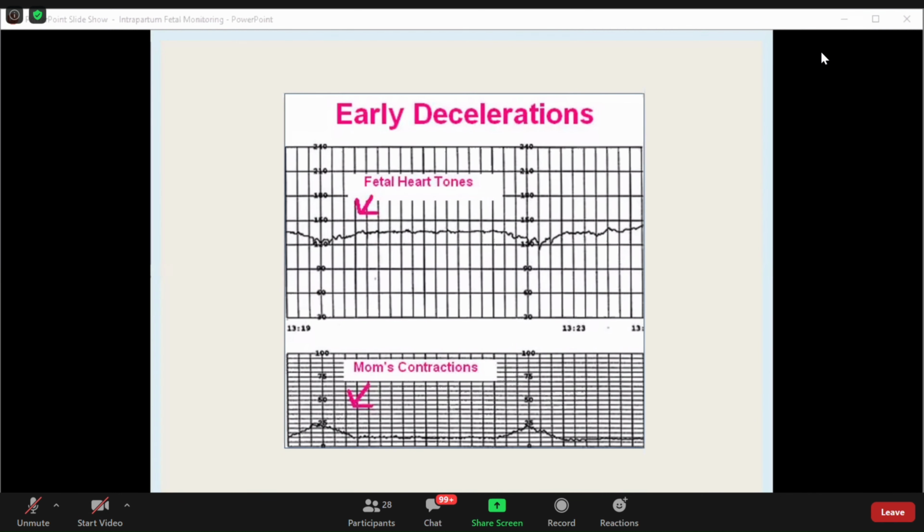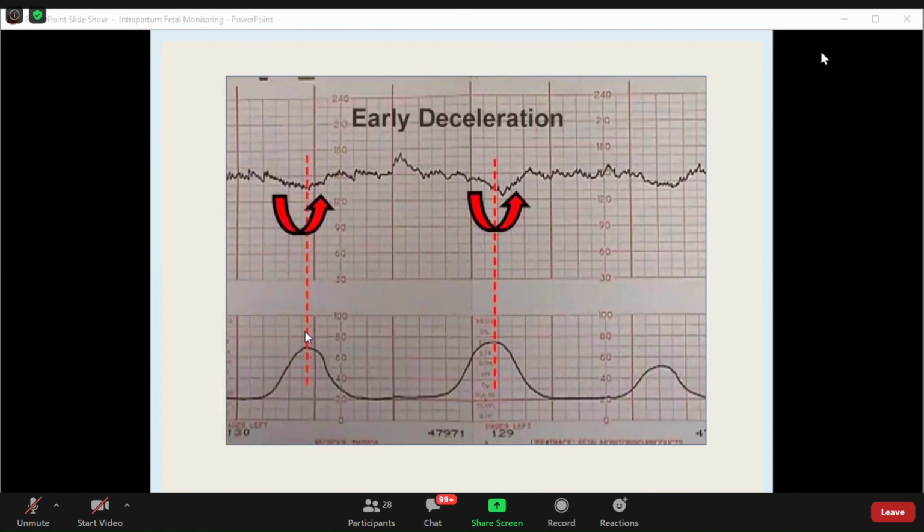So if you were to draw a line from the peak of the contraction, which is here, to the lowest point that the fetal heart rate drops, you would have a straight line, okay? And the nadir, I just wrote it in the chat box, that is the lowest point that the fetal heart rate drops. So you could actually draw a line from one to the other. This might be better for you to see. You can actually draw a line from the peak.